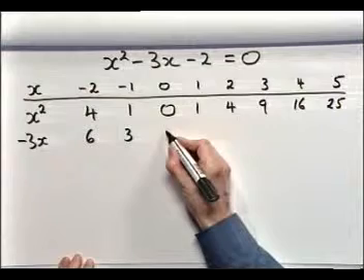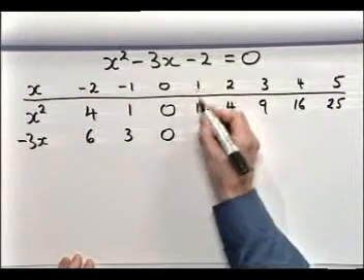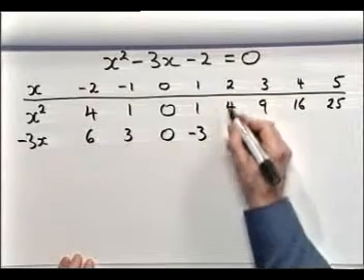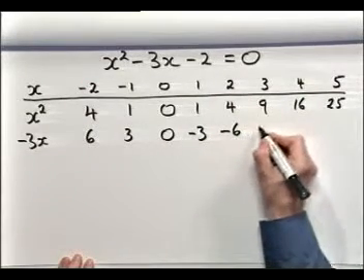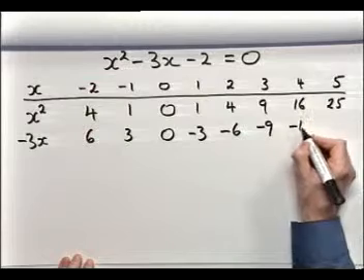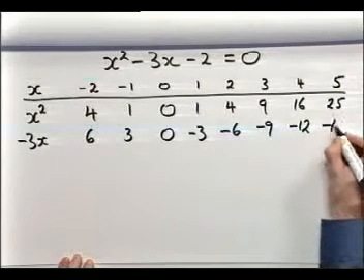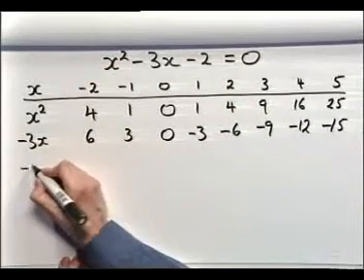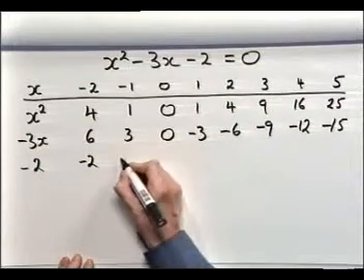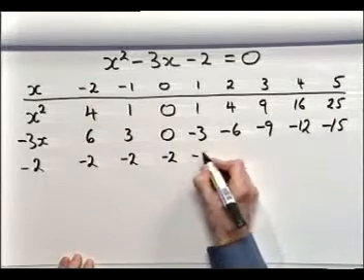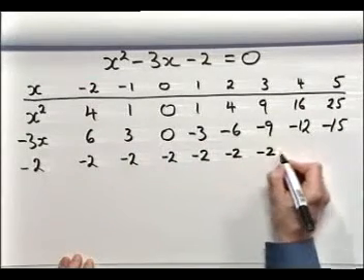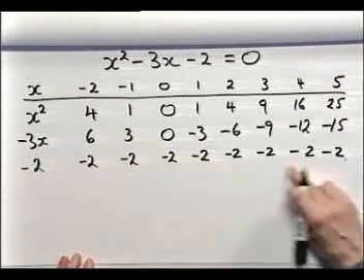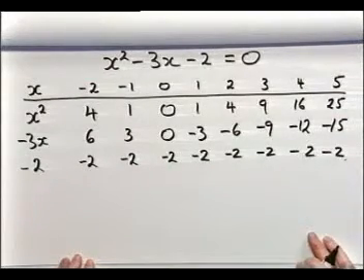Minus 3 times 0 is 0. Minus 3 times 1 is minus 3. And so on: minus 6, minus 9, minus 12, minus 15. Now we come to the last term, minus 2. That stays the same because it's the constant term, no matter what the value of x is. So we can just write in a line of minus 2's across our table.